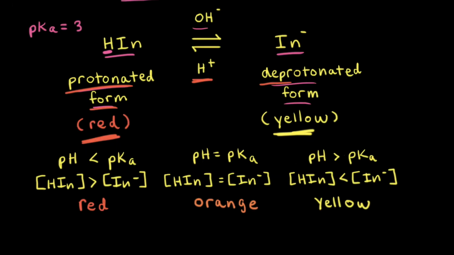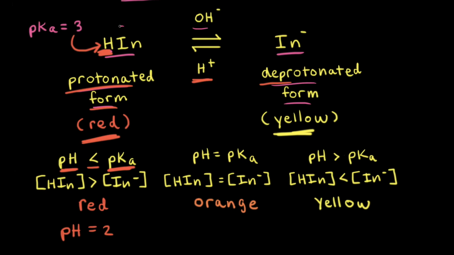Next, let's think about the color of a solution containing this acid-base indicator at different pH values. Let's say that the pKa value for the acidic proton on the protonated form is equal to 3 at 25 degrees Celsius. And let's say the pH of the solution is equal to 2. In that case, the pH of the solution is less than the pKa value for our acidic proton.